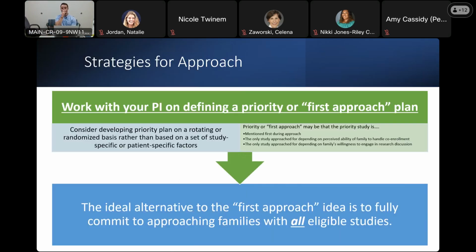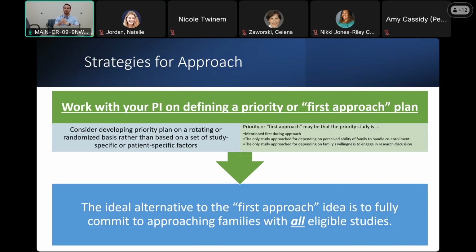All right, so now we're heading into strategies for approach. You want to work with your PI, or if you have a team of PIs, you want to work with them on defining a priority for a first approach plan. In this, you want to consider developing a priority plan on rotating or randomizing the basis rather than selecting a specific study based on patient-specific factors.